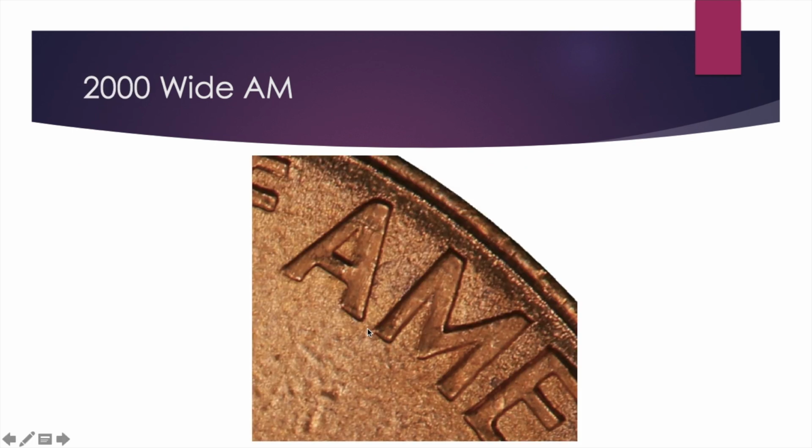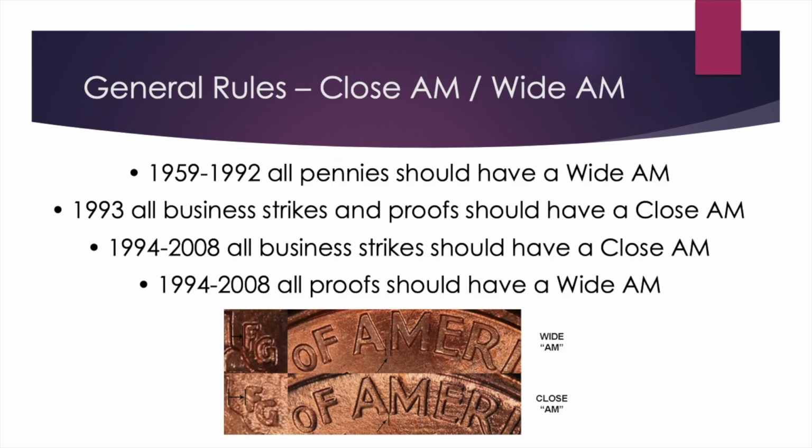And then same thing, 2000 wide AM. This is the most common of them all. $5 coin in AU50, $15 coin in Mint State 63, and a $50 coin in Mint State 65. So again, are the values crazy on these? No, especially not when you compare them with the 1992 and 1992D close AM coins. But there's still some definite value to be had in these, and it's always good to know what you're working with.